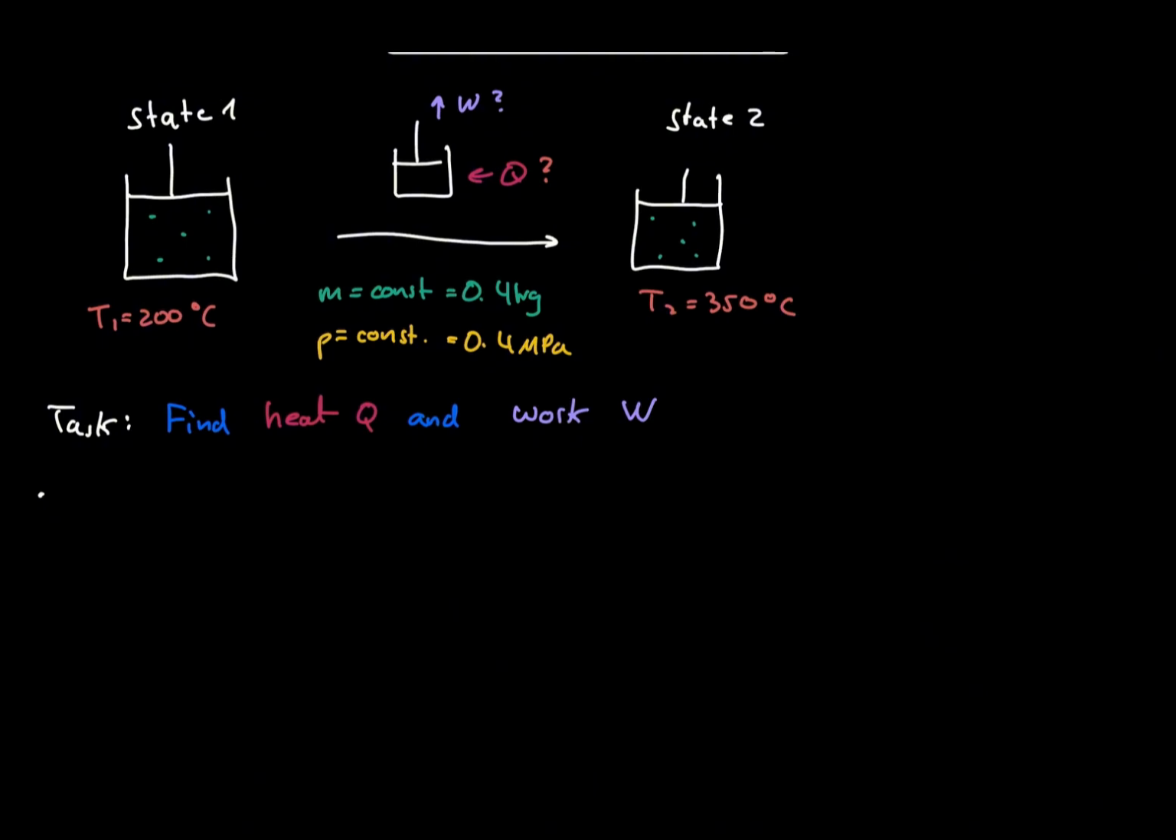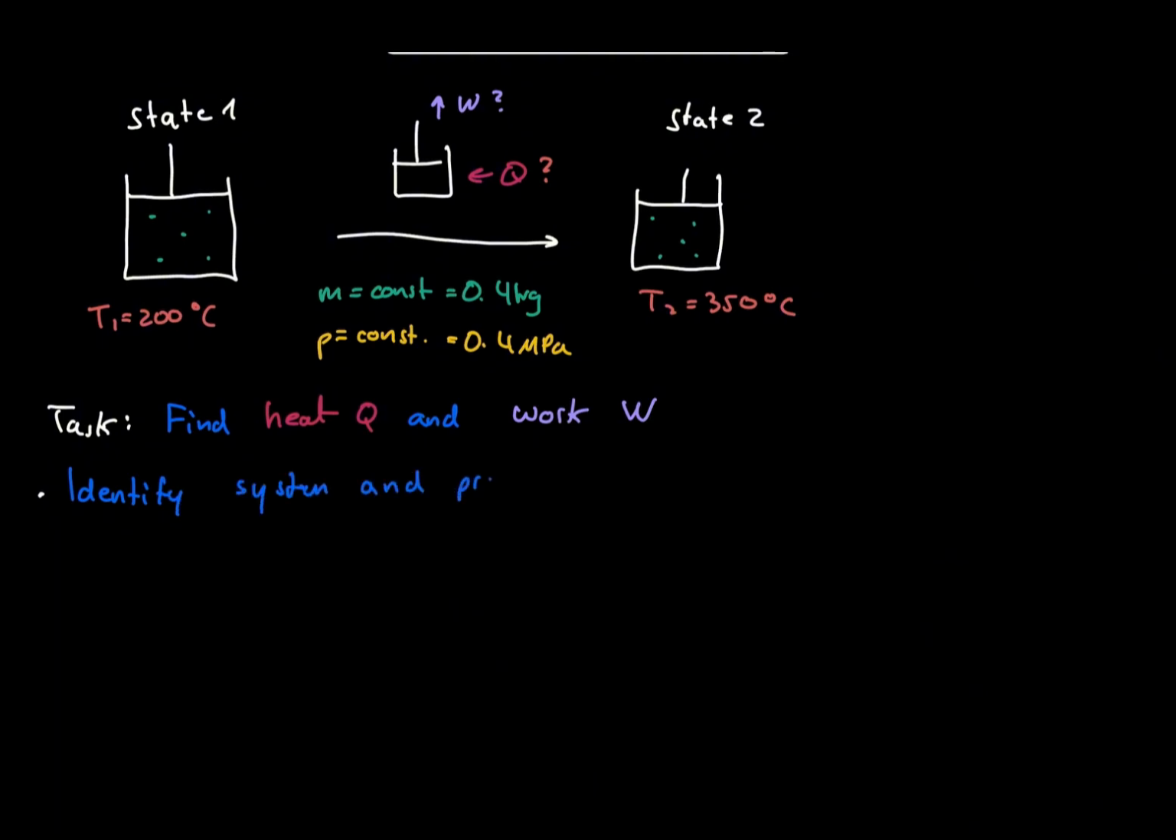Imagine a piston cylinder system with water vapor inside. We heat the system at constant pressure. As we add heat, the temperature increases and the piston moves upward. That means the volume increases.